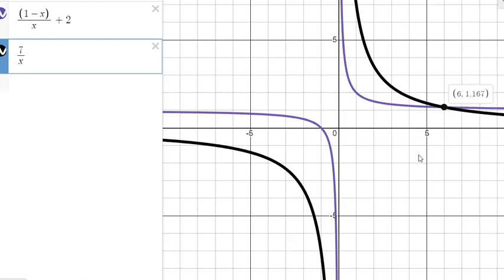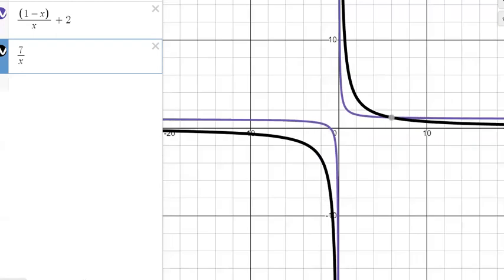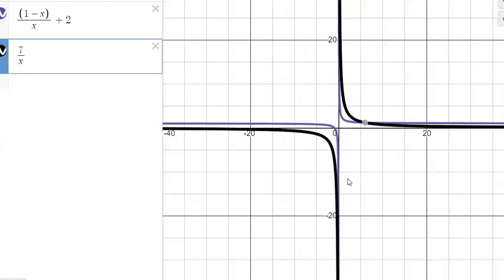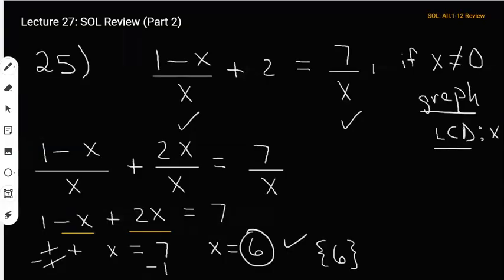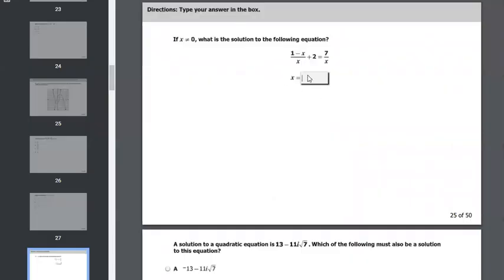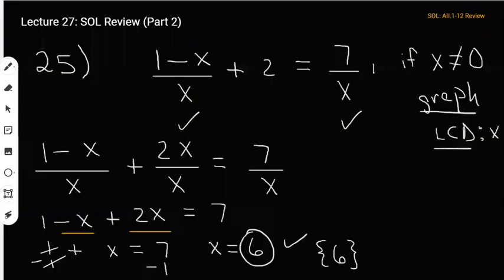But do they cross anywhere else? Let's zoom out to see. Nope. Only right here. So that's why my answer is only going to be 6. So x has to be equal to 6. That's what you would type there.